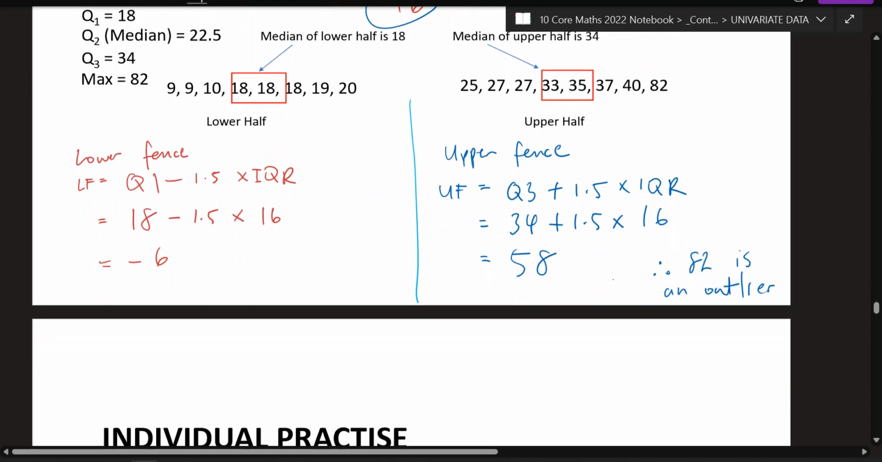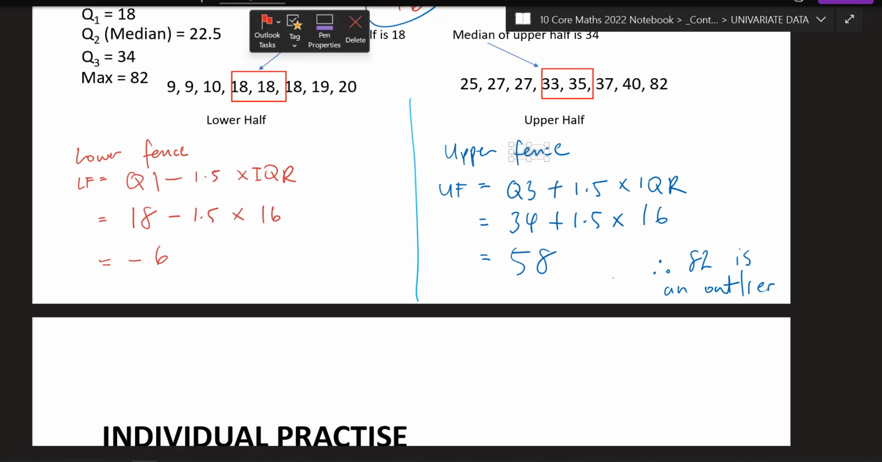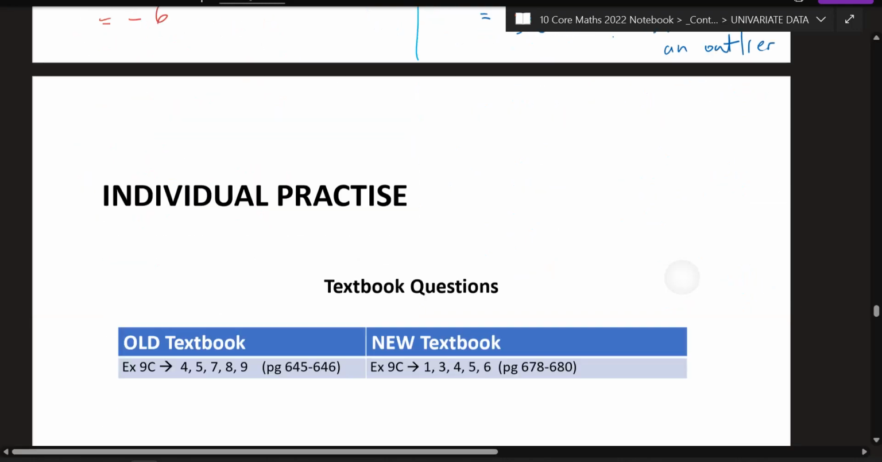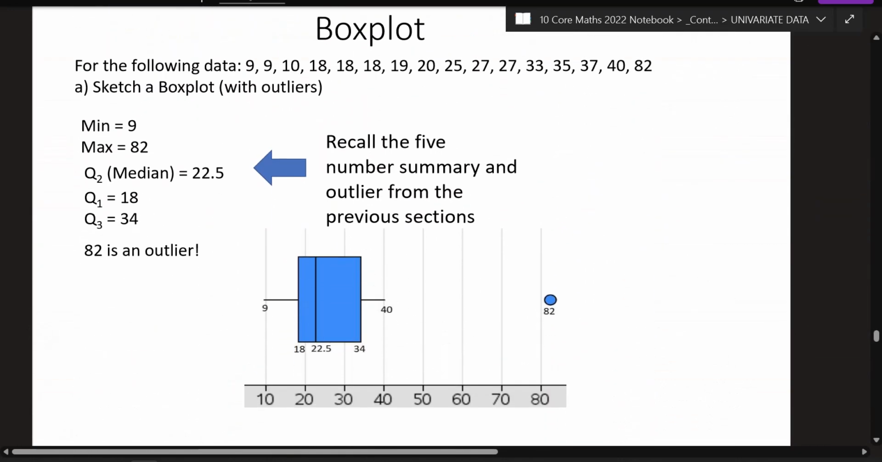So anything below the lower fence, so for example here, anything less than -6 is an outlier. If you look at the data, I don't see any numbers below -6, so there are no outliers. But for the upper fence, anything that's above 58, so 58 would be somewhere there, anything beyond that is an outlier. That's why 82 is an outlier. All right, we'll go through that again shortly though. Let's go to the next page here.